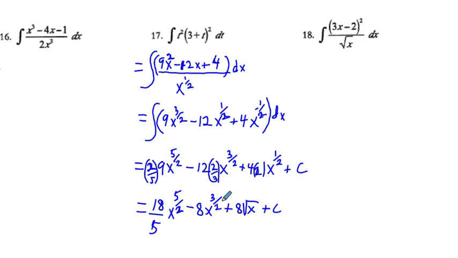And we can rewrite these other things if we want to. I'm just going to write all these in radical form. So we have 18/5 square root of x to the 5th power. And then we have minus 8 square root of x to the 3rd power. And then we have plus 8 square root of x plus c.